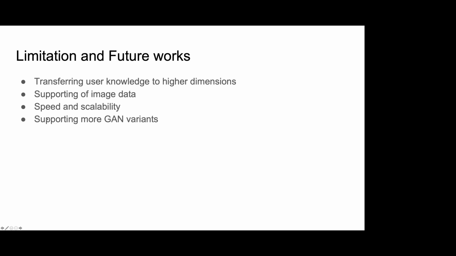Also, speed and scalability, because it's using JavaScript, so there are speed limitations. And supporting more GAN variants. Now it's only very simple 3-layer models. Later in the future, they might add more models there.